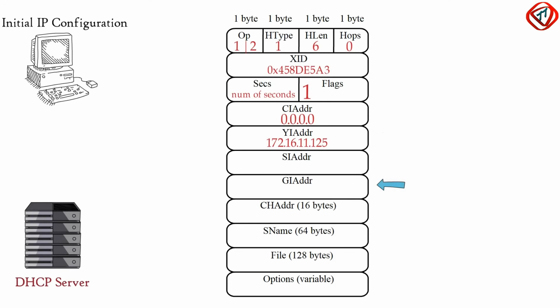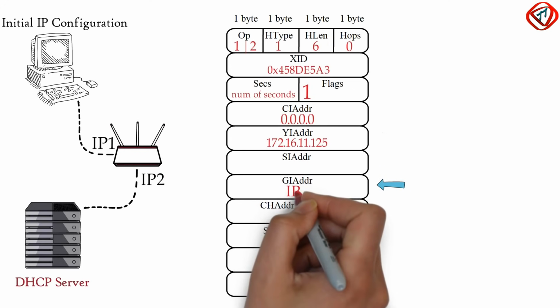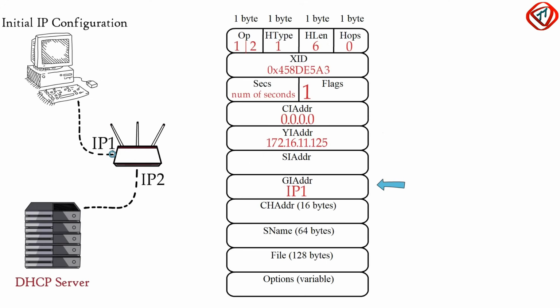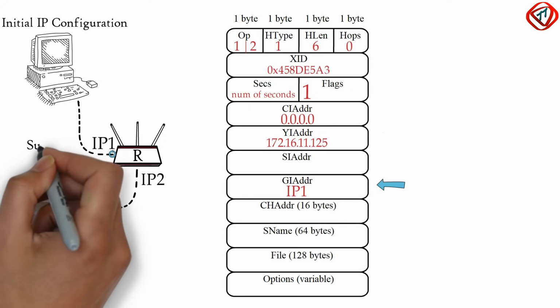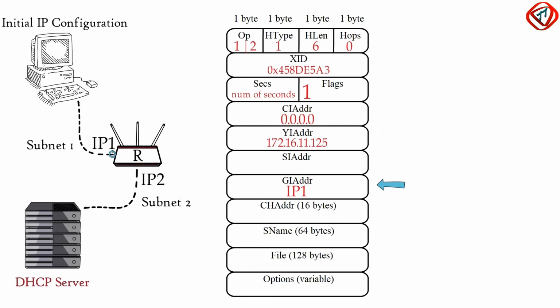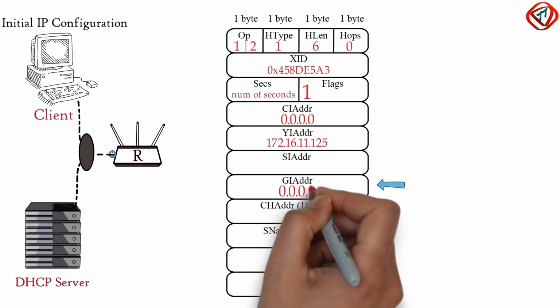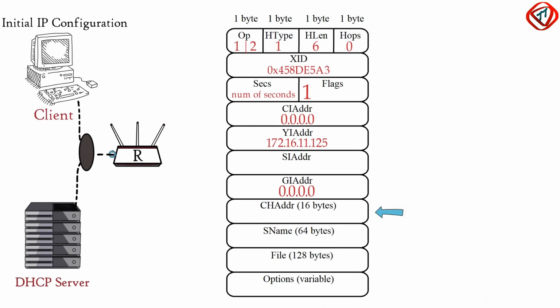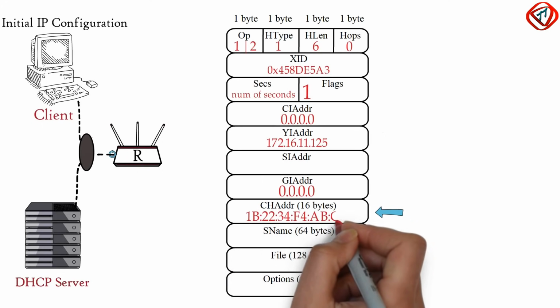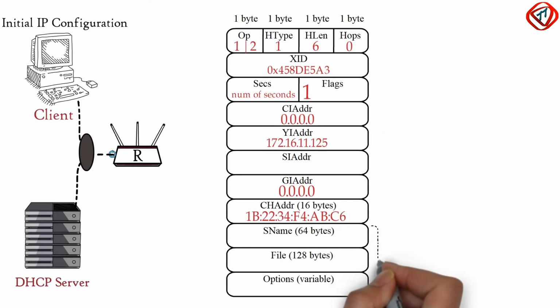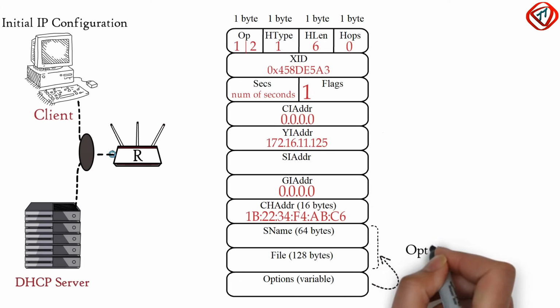In the gateway IP address field, the relay agent fills the IP address of the interface at which it receives the messages from the DHCP client. The relay agent is a router that passes messages between the DHCP server and the DHCP client present on different subnets. If the server and client are both present on the same subnet, this field remains 0. Client hardware address maintains the MAC address of the DHCP client. Server name and file fields can be used to carry DHCP options. It is called option overloading.